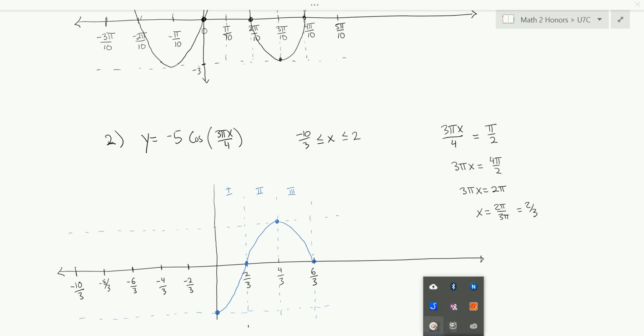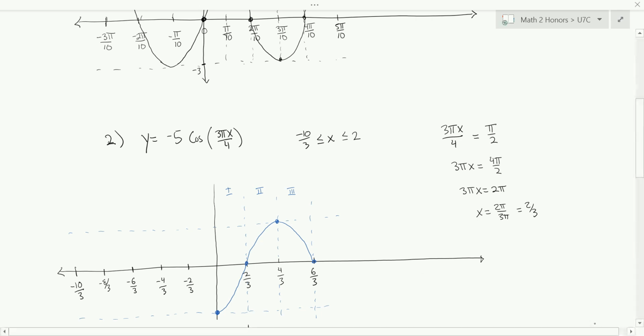You have to do what? All right. So I didn't finish yet. I'm going to finish right now, but you start at negative 10 over 3. You're counting by 2 over 3, all the way until you get to 2, which is 6 over 3.